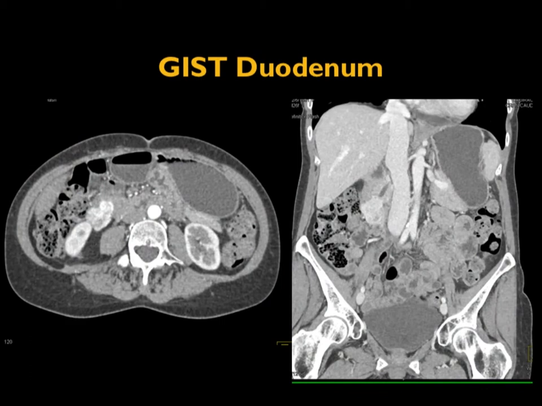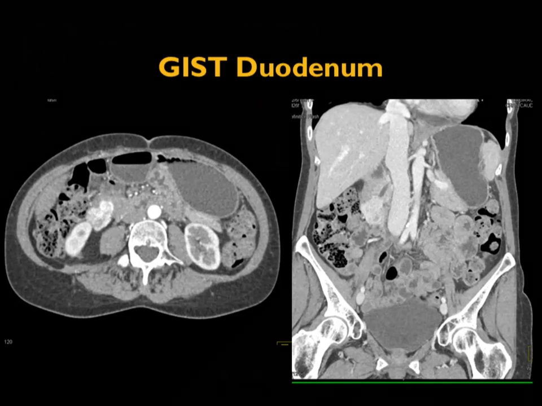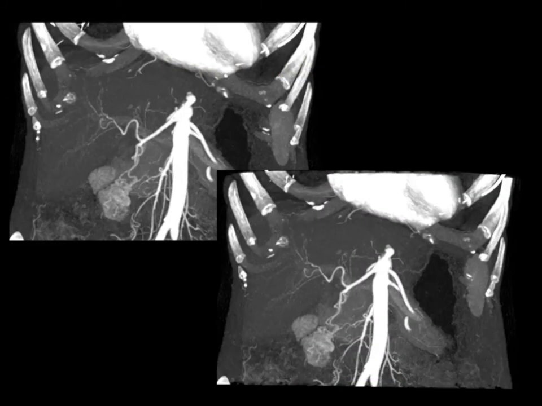Now, I mentioned with GIST tumors, the tumors will vary in vascularity. It ends up that the smaller tumors are much more vascular than the larger tumors, and they're the ones that bleed. Here's a great example of a duodenal GIST tumor. Look how vascular it is on the axial or coronals, or on the 3D mapping where you see the feeding of the patient's GDA.